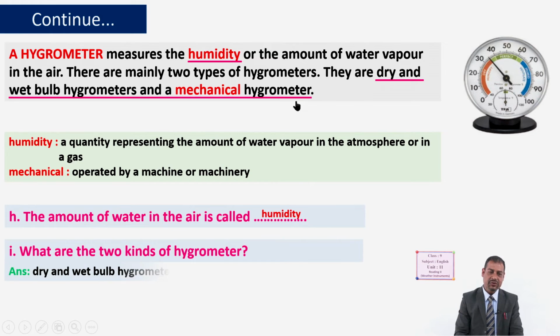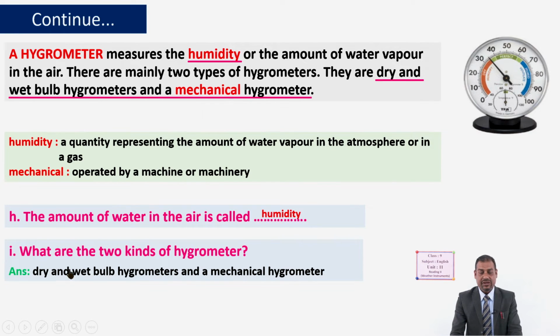Okay, and your answer can be, you don't need to write down "the two kinds of hygrometers are", it's not necessary. You can simply write down dry and wet bulb hygrometers and a mechanical hygrometer. So have you got the idea? Well, this is how you have to keep your concentration on your reading so that it will be easier for you to find out the information that is sought.